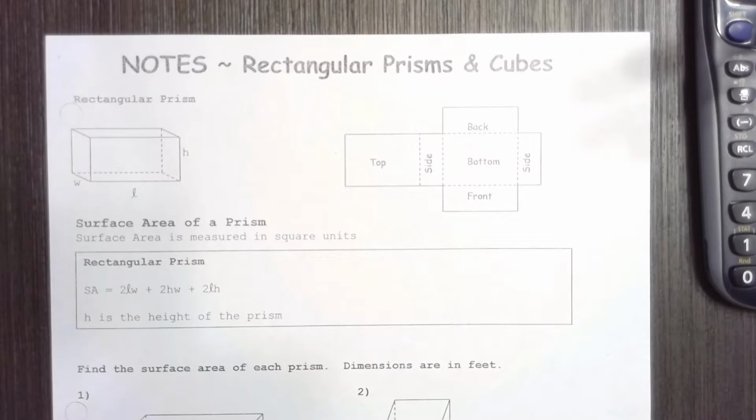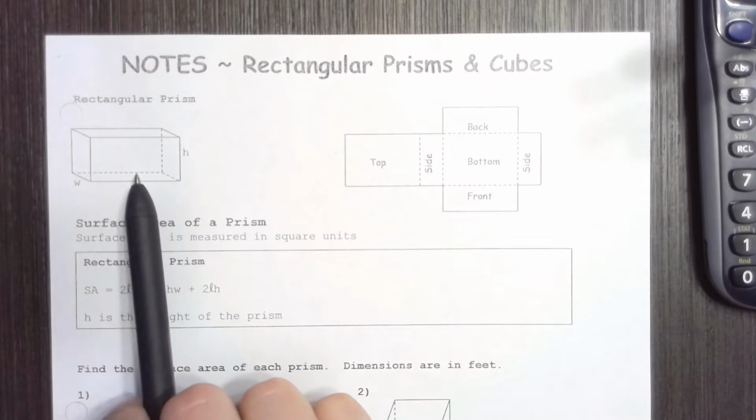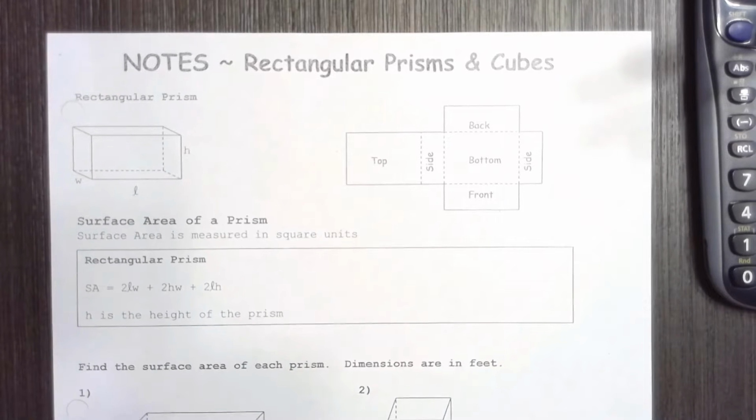Today we are going to be talking about surface area and volume of rectangular prisms and cubes. When we say a rectangular prism or a cube, it's pretty much just talking about a figure that's in the shape of a box.